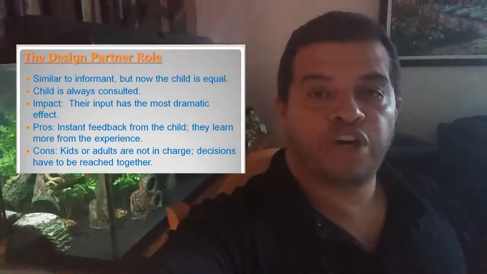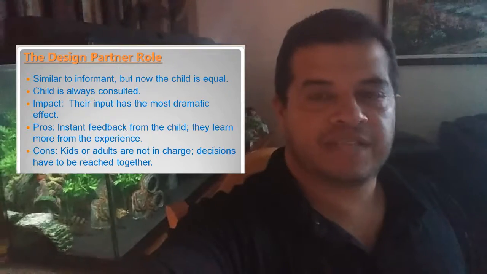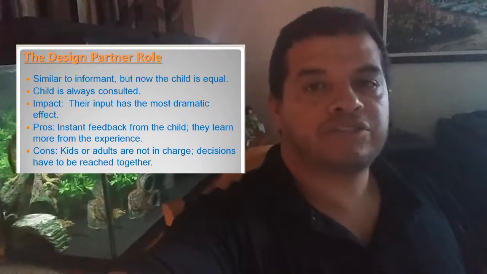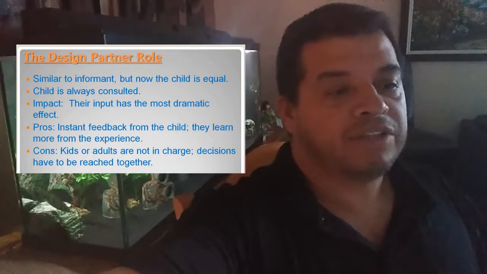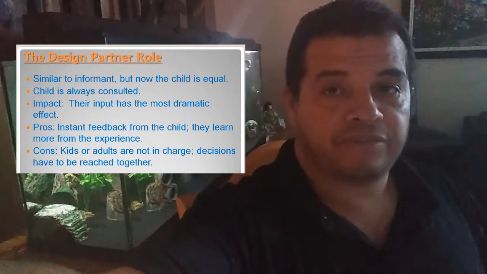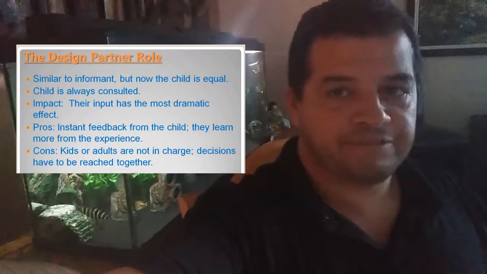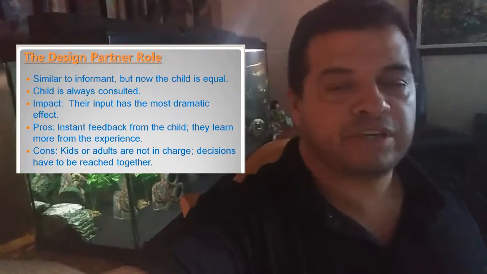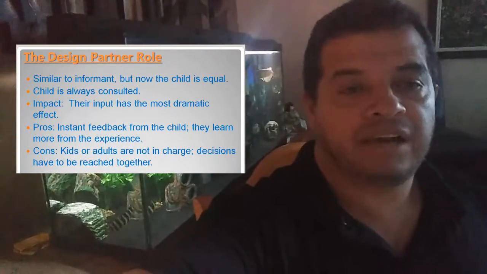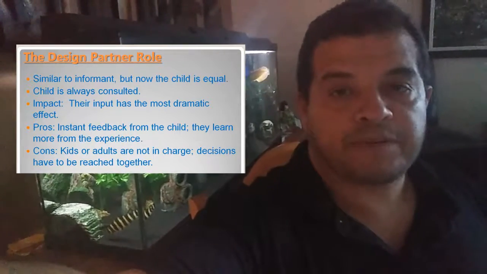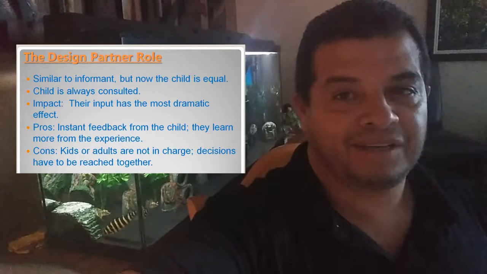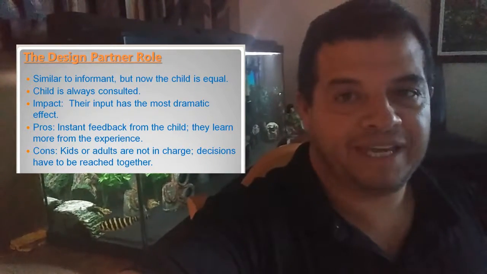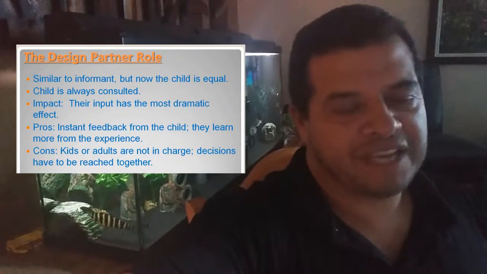As a design partner, the child has the greatest autonomy. Their consultation is always sought after. They are always listened to. This is nice because their input can have the greatest dramatic effect. You get instant feedback, which is good because developers can make quick decisions. It can also have some drawbacks because now children and adults have to come to decisions about any major changes that have to be made. Plus, adults might sometimes have a problem working with children on an equal level.